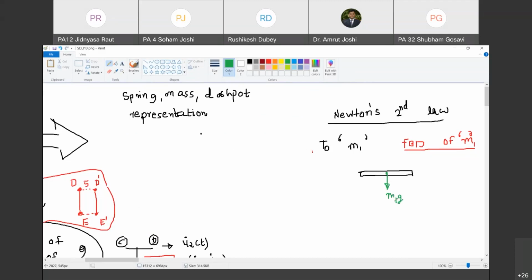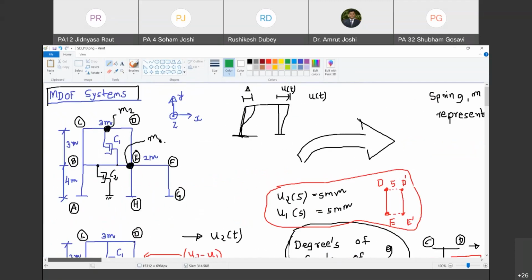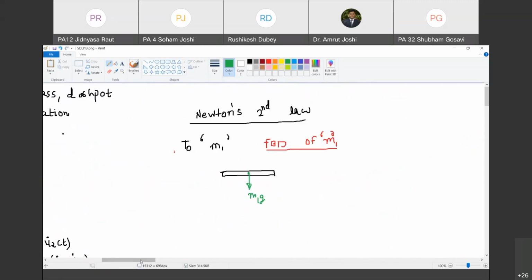However, incidentally, we are concerned about the motion along x direction. Do you agree with me? Yes. So will this force matter? No, because we are going to write Newton's second law in x direction. However, for completeness, I have shown this force as well on the free body diagram.